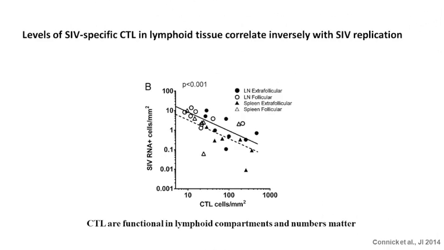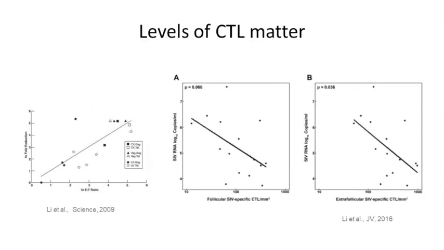In the study, we also found that levels of virus-specific CD8 T cells within lymphoid compartments inversely correlated with levels of viral-producing cells. So this indicated that, one, the cells were functional, but also that numbers matter. In other studies we've done, one with Ashley Hawes over a decade ago, we found that in vivo effector to target ratios were positively associated with reductions in viral load in the SIV macaque model system. And more recently, we've shown in a couple of different studies that levels of virus-specific CD8 T cells in follicles and outside of follicles inversely correlate with viral loads.